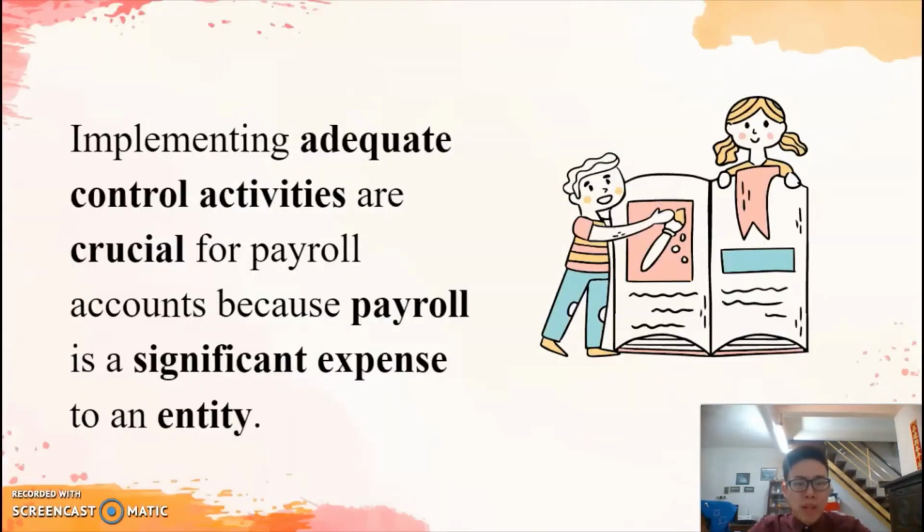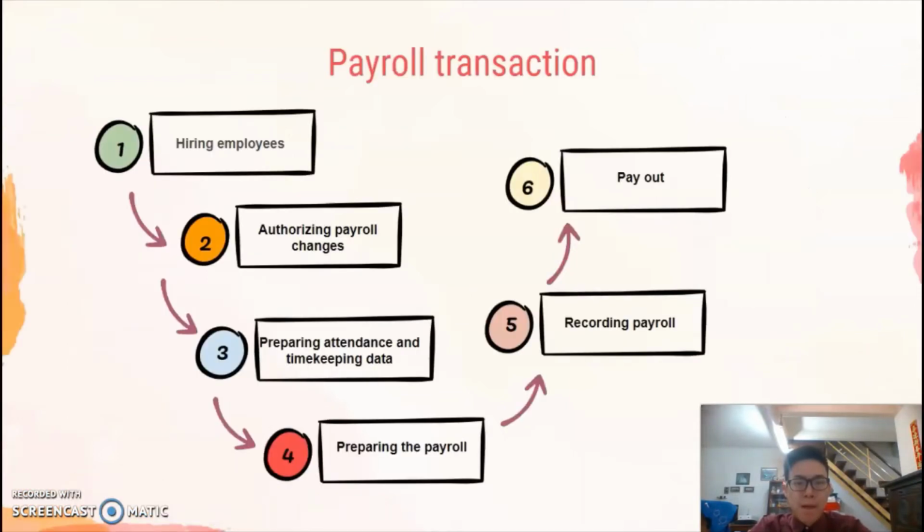Implementing adequate control activities is crucial and important for payroll accounts because payroll is a significant expense to an entity. There are 6 payroll transactions, and the first one is hiring employees. Second is authorizing payroll changes. Third is preparing attendance and timekeeping data. The fourth is preparing the payroll, the fifth is recording payroll, and the last is payout, also known as the payment transaction.